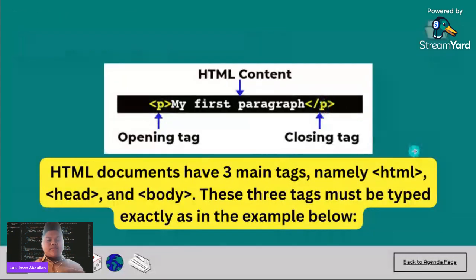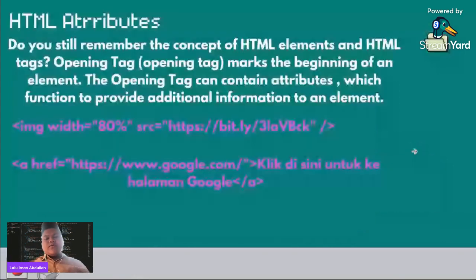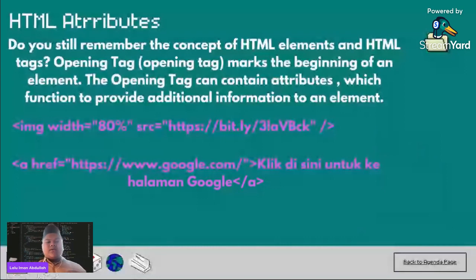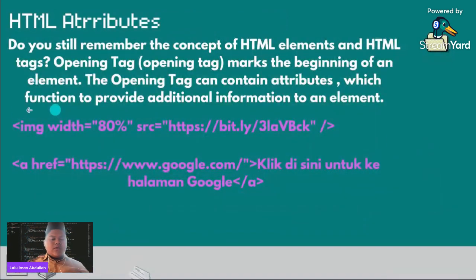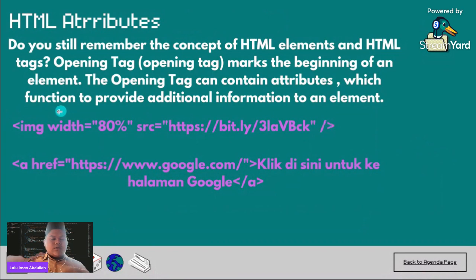Okay, next stuff. HTML attributes. You need to remember the concept of HTML elements and HTML text. Opening tags mark the beginning of an element. The tag can contain attributes, which function to provide additional information to an element. For example, the image tag doesn't use a separate closing tag like before. For example, P has a closing tag using a slash, another P, but the image tag is not using a closing image, just image, put it inside and close it with a slash. Like the link also, for the A tag.